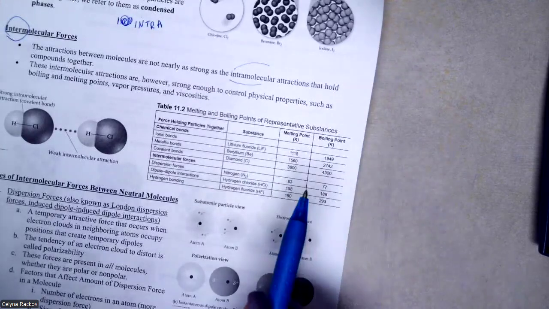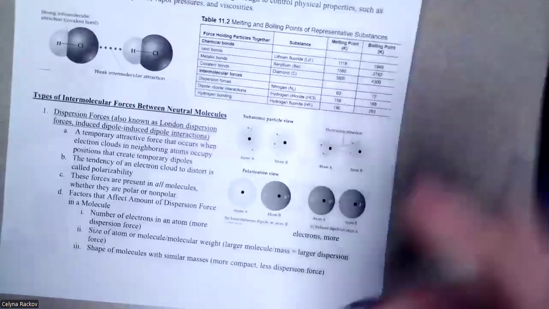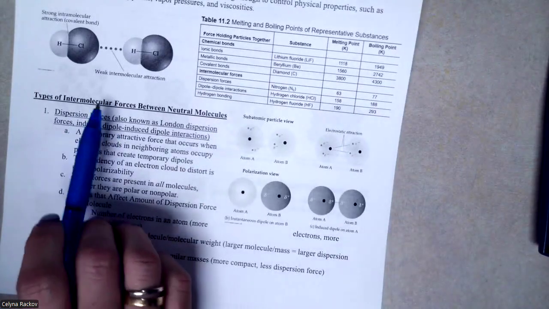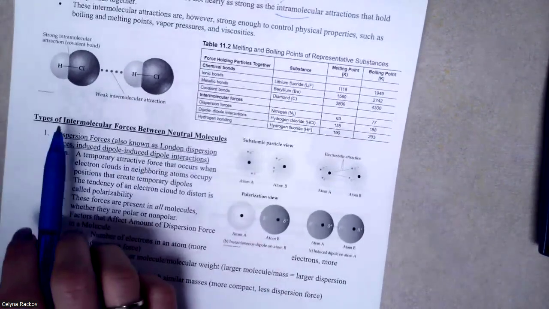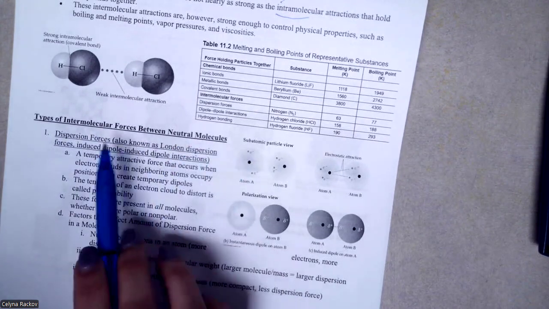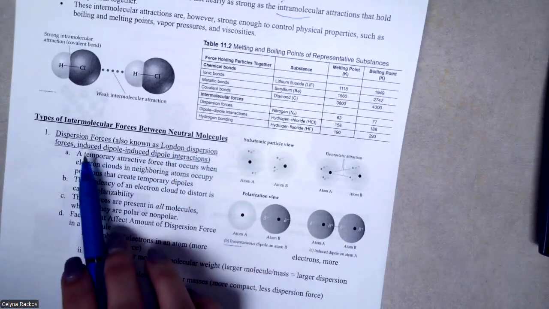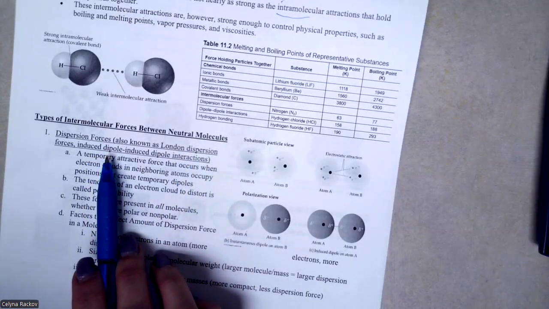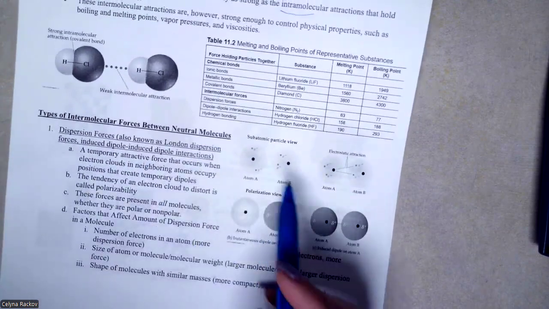But how do you know what the difference is between the kinds of intermolecular forces? We're going to study that soon. So, the types of intermolecular force between neutral molecules. The first one is dispersion forces, also known as London dispersion forces, or induced dipole attractions.